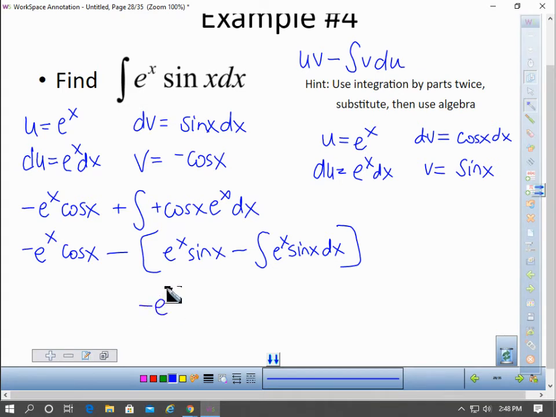We've got negative e to the x cosine x. Let's distribute this negative. That'll be negative e to the x sine x. And then this negative times this is going to be plus an integral e to the x sine x. But you're like, oh my gosh, we're back where we started, because this is the integral we started with. Wow, what's going on? All right, so this integral here is the one we started with.